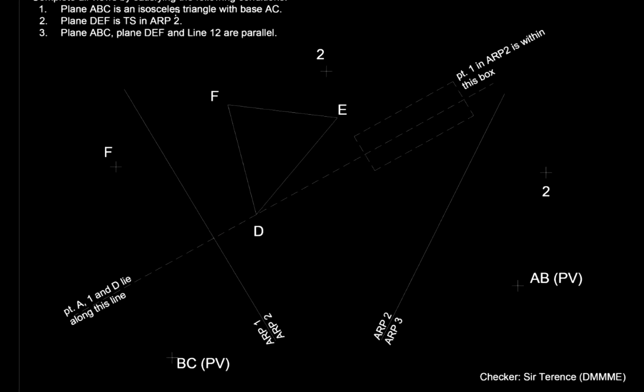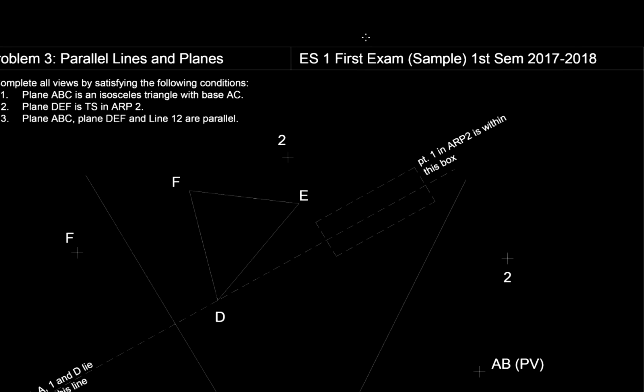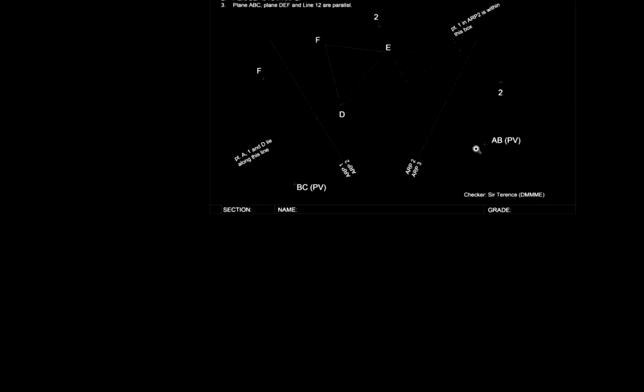Whenever there are relationships like these, usually we work on them in the view where the plane is in true size. Although isosceles can work in any view, since in any view the proportions remain the same, so the two sides still give the proportions appropriate to being isosceles.